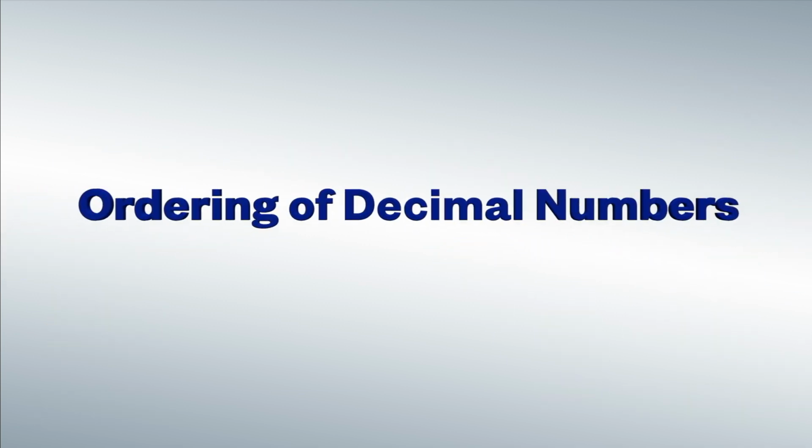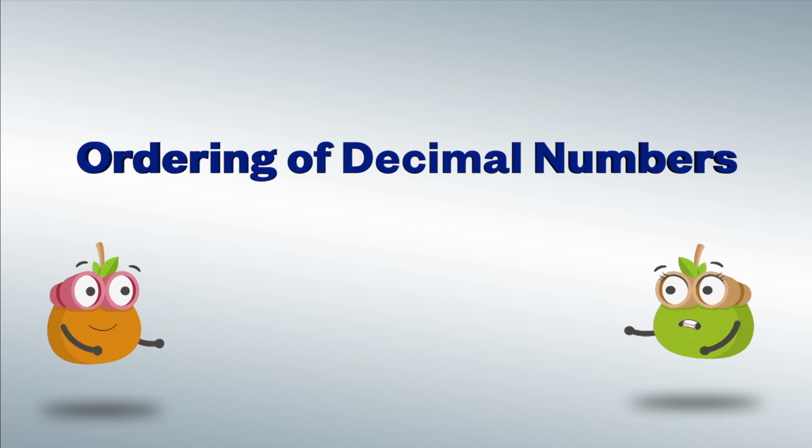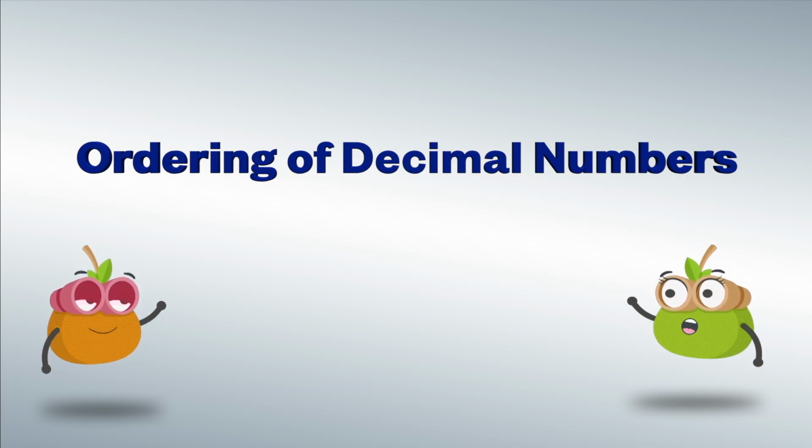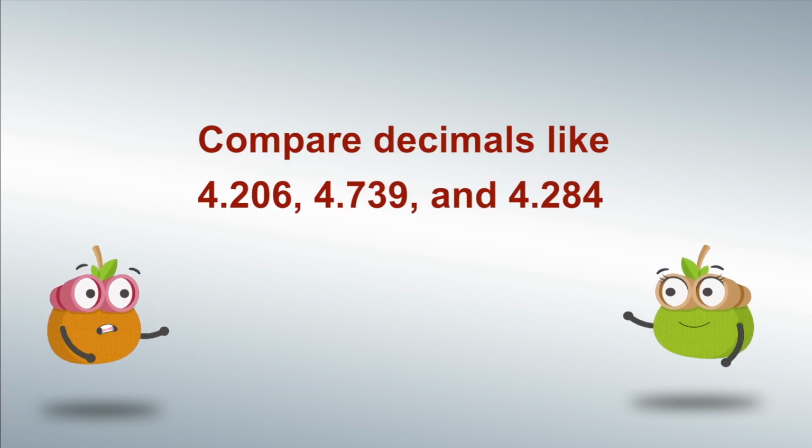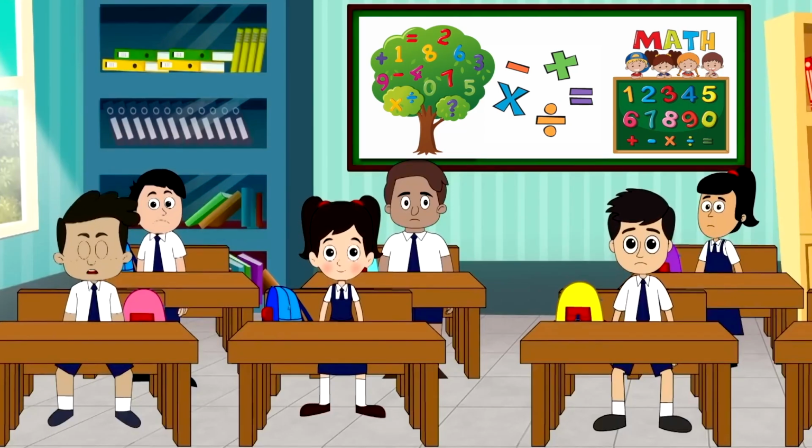Ordering of decimal numbers. Whoopi, I can compare the decimals up to their tenth place. Please help me learn the concept of ordering decimals up to their thousandth place. Let's explore how to compare decimals like 4.206, 4.739 and 4.284 and write them in decreasing order using the following steps.